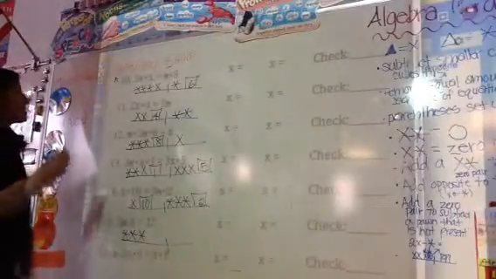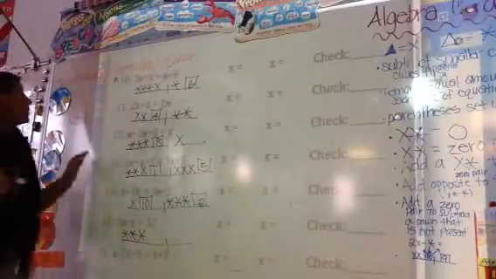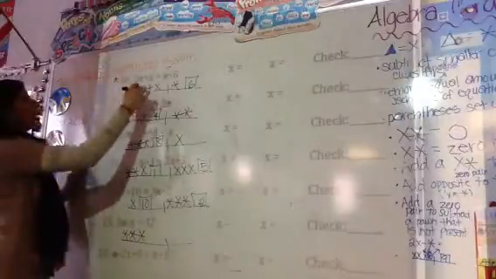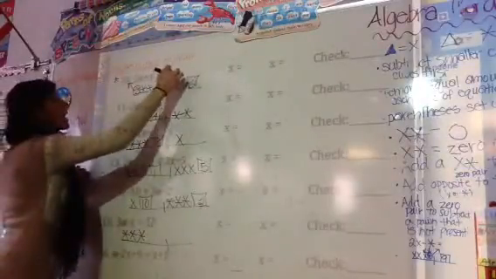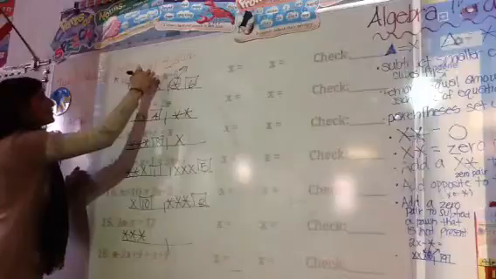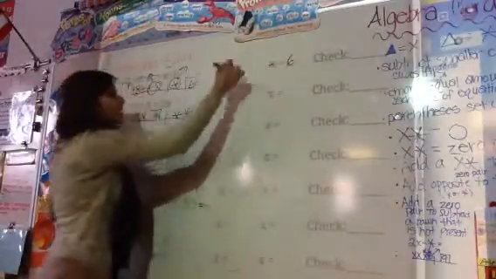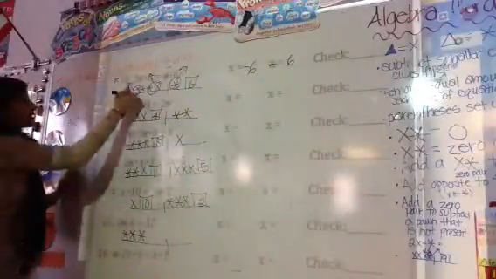Okay, number 10, 3 star plus x equals star plus 6. So we can go ahead and take a star off of each side. Then we can take a 0 pair off of each side, and we're left with star is equal to 6, which means x is equal to negative 6.